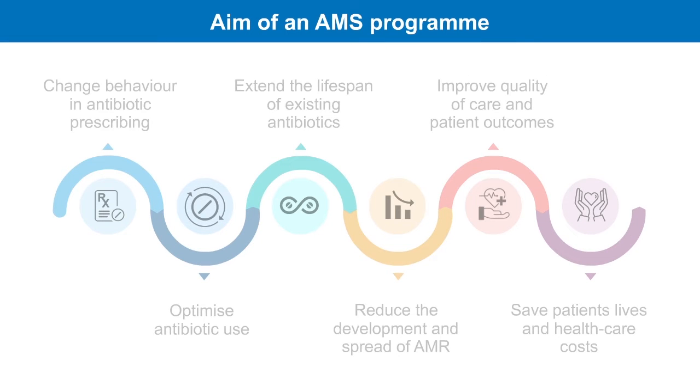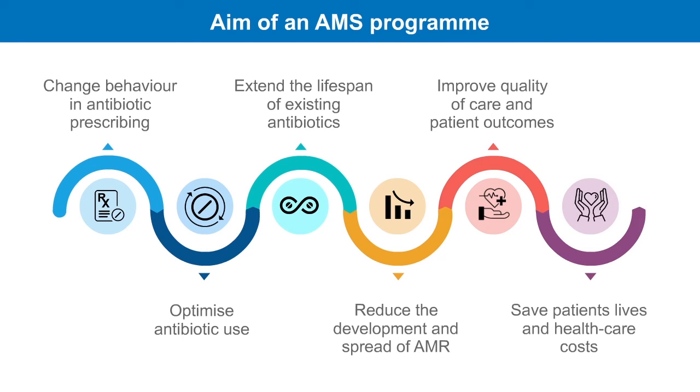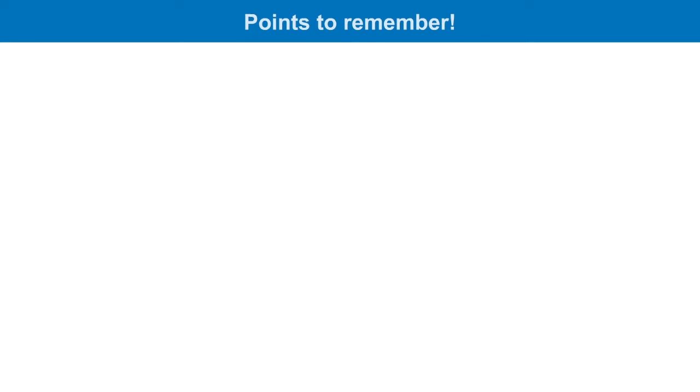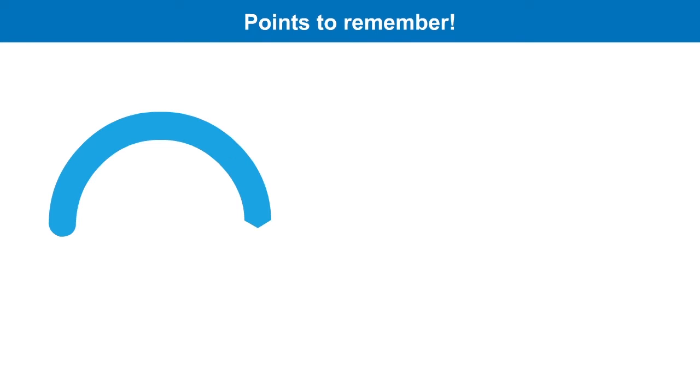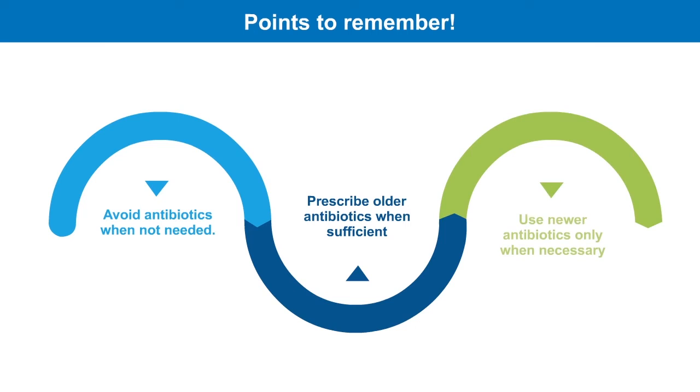Let's look at the aims of an AMS program. Change behavior in antibiotic prescribing. Optimize antibiotic use. Extend the lifespan of existing antibiotics. Reduce the development and spread of AMR. Improve quality of care and patient outcomes. Save patients' lives and healthcare costs. Some of the key points that you need to remember are: avoid antibiotics when not needed. Prescribe access antibiotics when sufficient. Use newer antibiotics only when necessary.